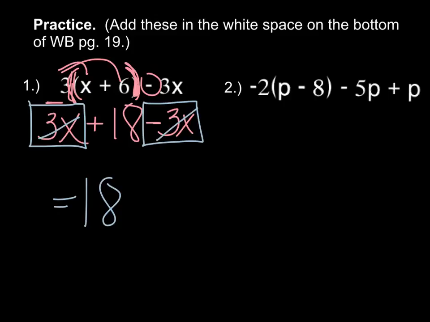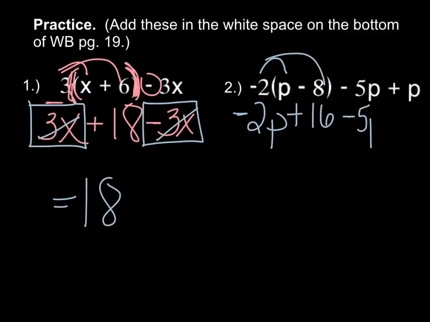On problem number 2, I'm going to start with the distributed property again. -2 times p is -2p. -2 times -8 is +16. Same sign as positive. I'm going to bring down my -5p. And when I bring down this p, I'm going to add in that it's 1p, because all variables without numbers have a value of 1.